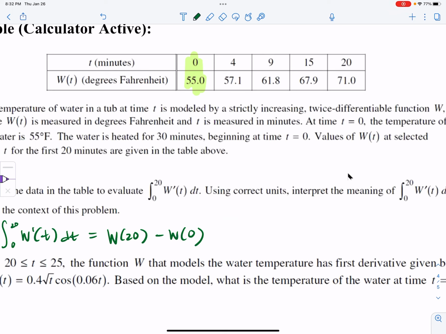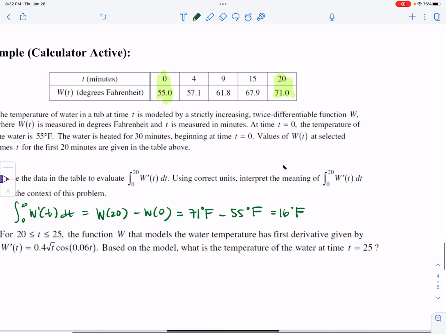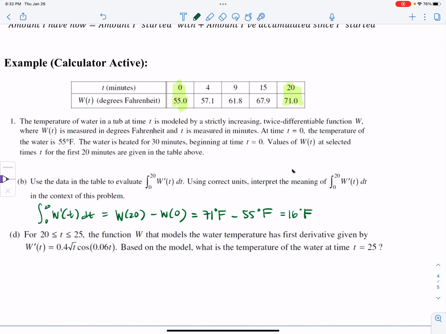And we can see that W of 20 is 71 degrees Fahrenheit, we should include the F, minus 55 degrees Fahrenheit. So 71 minus 55 is 16 degrees Fahrenheit. We have correct units, but we need to make sure that we interpret the meaning in the context of this problem.